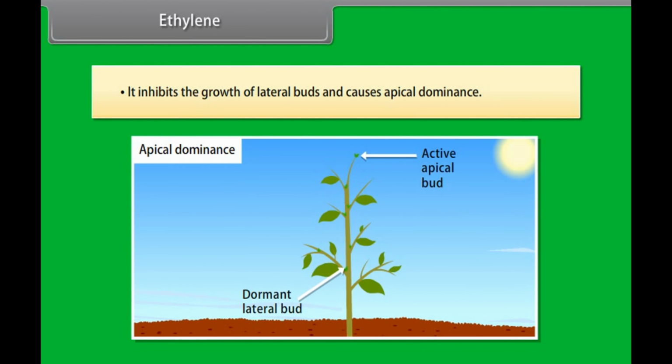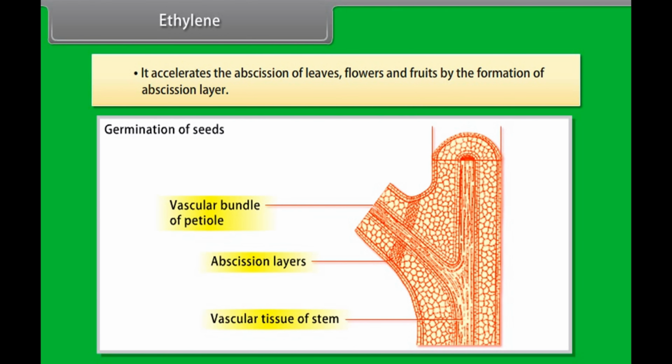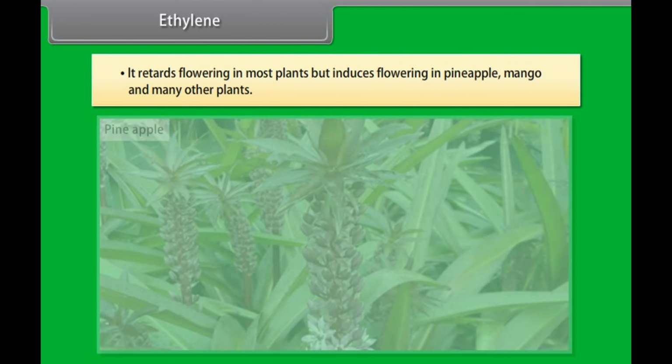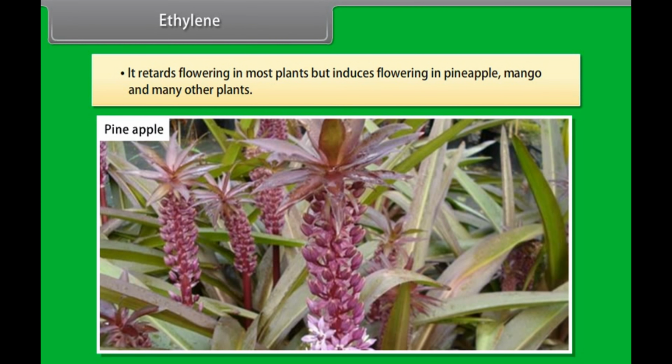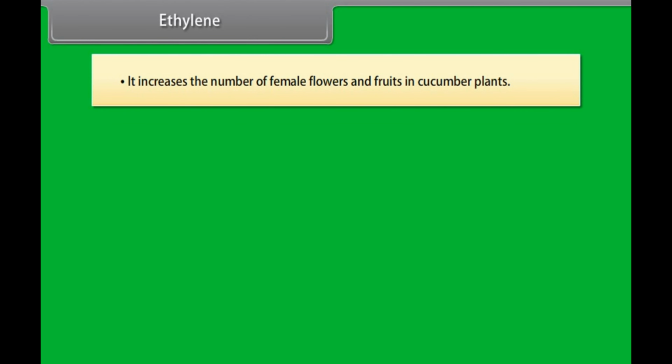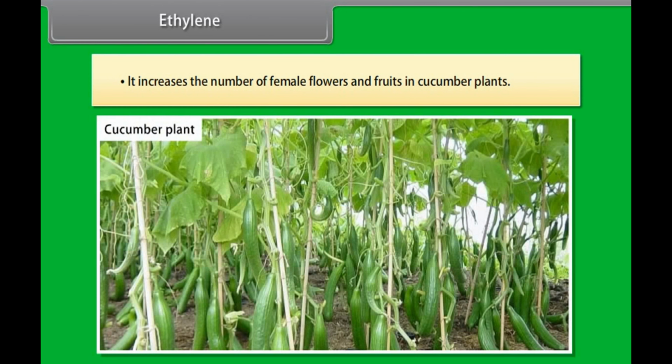It inhibits the growth of lateral buds and causes apical dominance. It accelerates the abscission of leaves, flowers, and fruits by formation of abscission layer. It retards flowering in most plants but induces flowering in pineapple, mango, and many other plants. It increases the number of female flowers and fruits in cucumber plants.